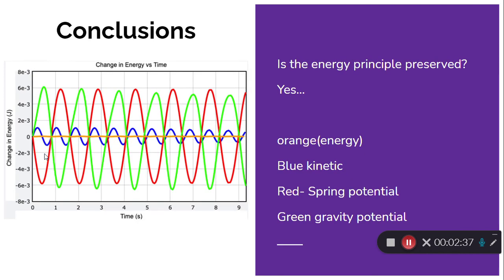Next, we have conclusions. So, is the energy principle preserved? Yes, the energy principle is preserved. As you can see here on this graph, the orange represents the net energy, the change in energy in joules. The blue shows you the kinetic energy, the red shows you the spring potential, and the green shows you the gravity potential. The gravity potential and the spring potential even each other out, and the kinetic energy is centered at 0 and oscillates back and forth across the x-axis. As you can see here, there are temporary changes in the kinetic and the potential energy, but the total energy stays constant as everything else is oscillating.